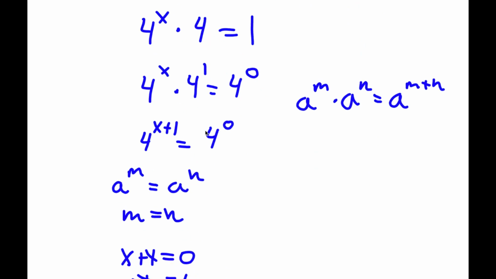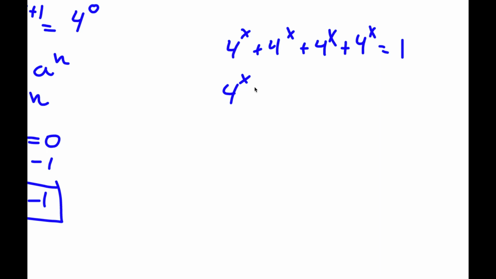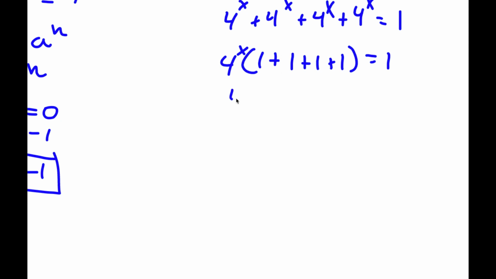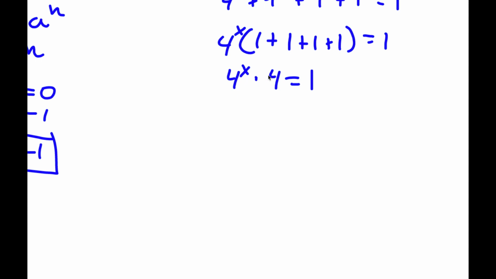Now another method to doing this is, well, we first start with 4 to the power of x plus 4 to the power of x plus 4 to the power of x plus 4 to the power of x is equal to 1. So I factor out 4 to the power of x, so I have 4 to the power of x times 1 plus 1 plus 1 plus 1 is equal to 1. Now, if I simplify what's in the parentheses, I get 4 to the power of x times 4 is equal to 1. And now, instead of multiplying these two, I'm going to divide both sides by 4. So then these two will cancel out. Now, 4 to the power of x is equal to 1 over 4.